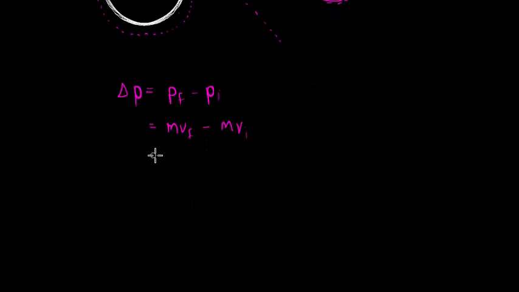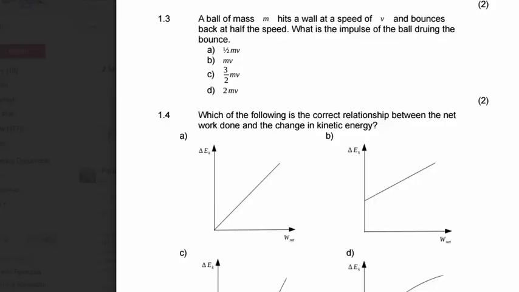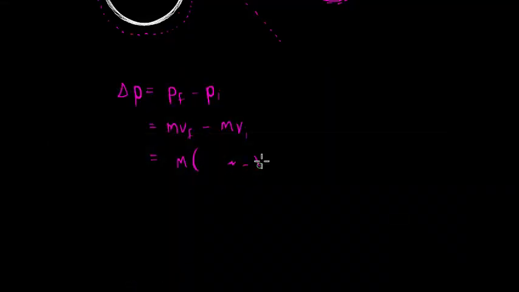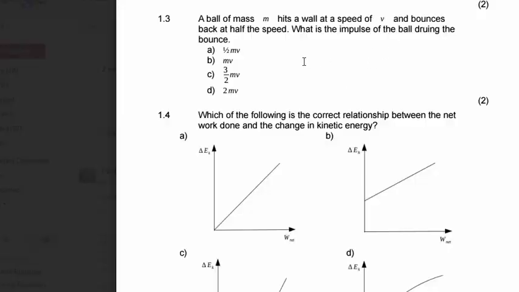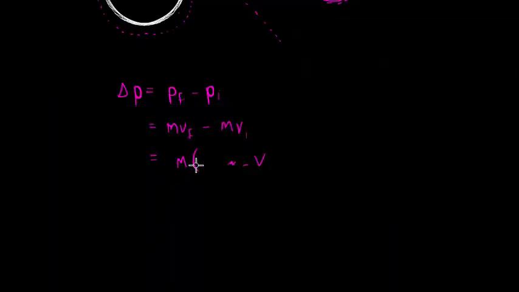Now we know what the initial velocity was. The mass is fixed, so you could have taken mass out as a common factor. What was the initial velocity? They told us the ball hits at a speed of v. So what is initial velocity? V. It bounces back at half the speed. So what? Half v. No.